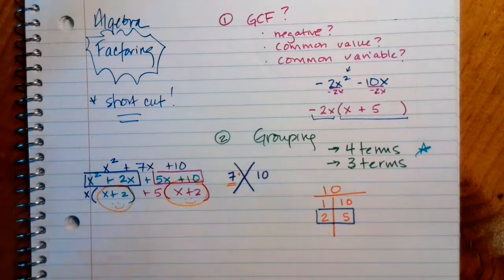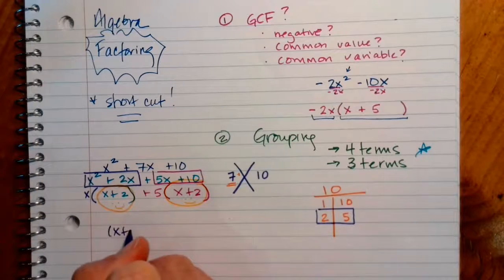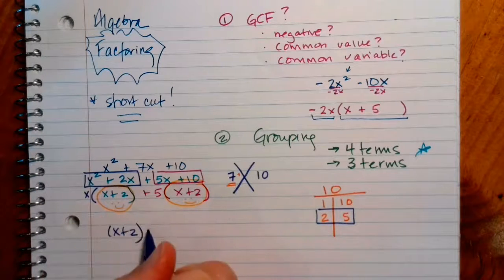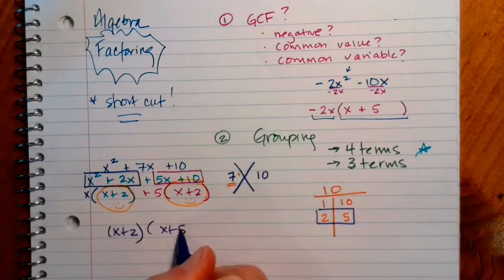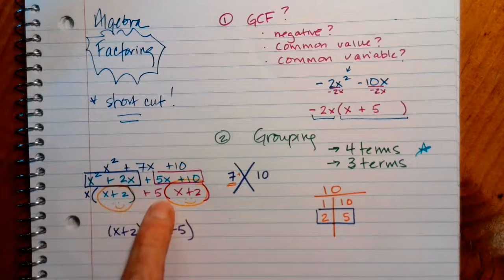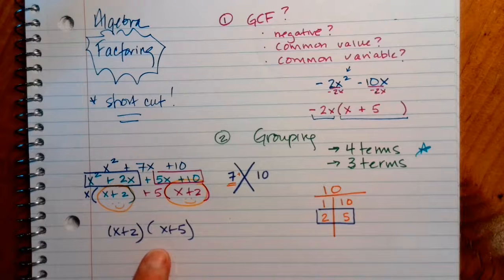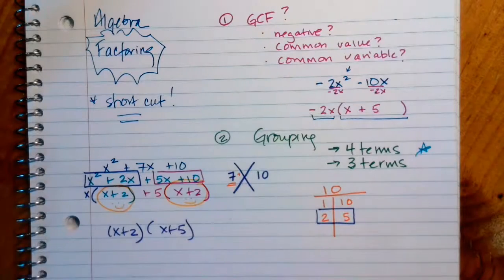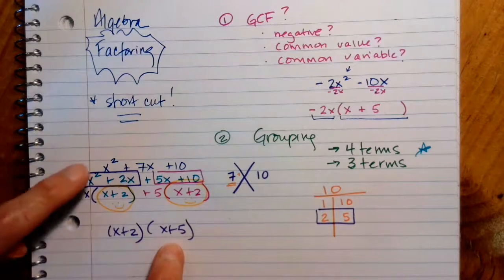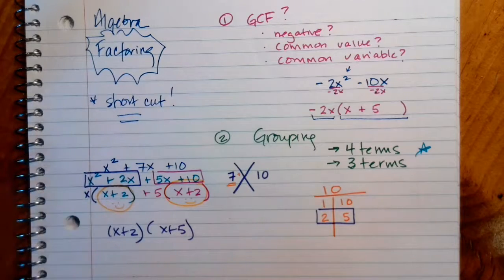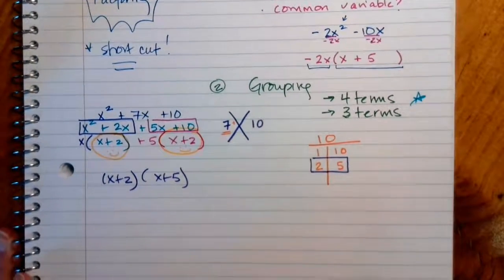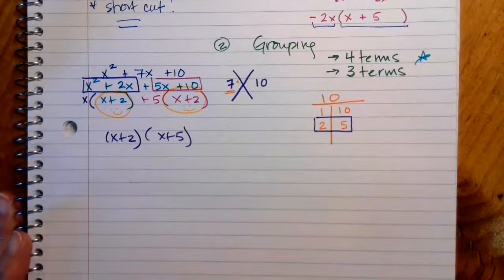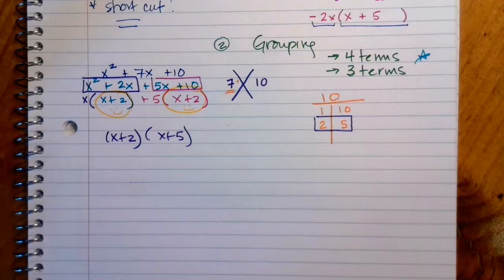So when I pull out my x plus 2, I'm left with an x for this term and a 5 for this term, leaving me with x plus 2 times x plus 5. These two binomials multiplied together give me this trinomial. And right now you're like, hey, wait, I thought she said there's going to be a shortcut. That doesn't look like a shortcut to me.